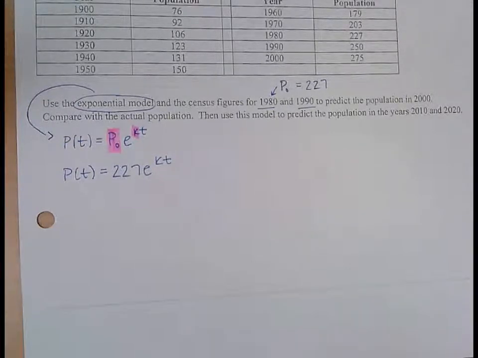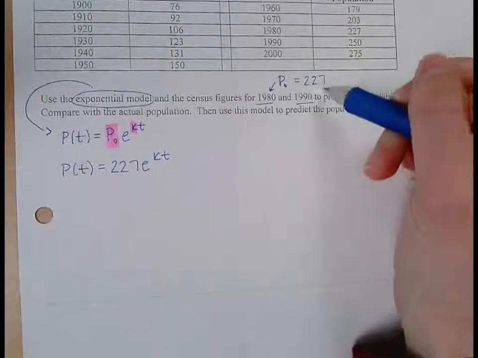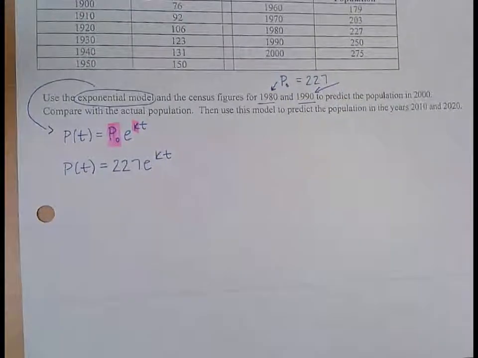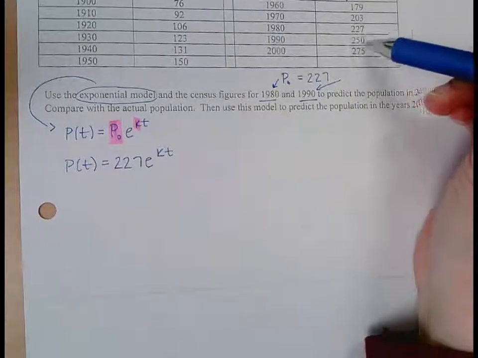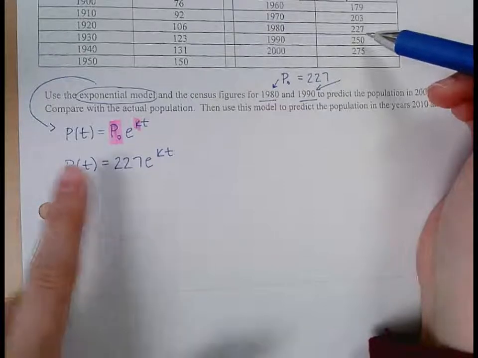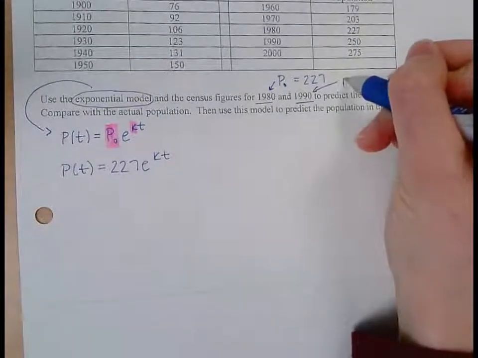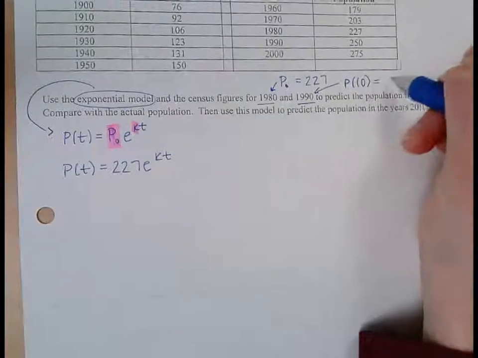What did you say? Well, we're also given to use the figures from 1990. Okay, so if we use the 250 as the population value, what would we be substituting in for t? 10. Okay, so this would mean P of 10 is 250.